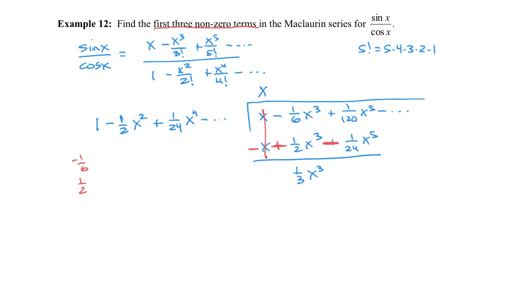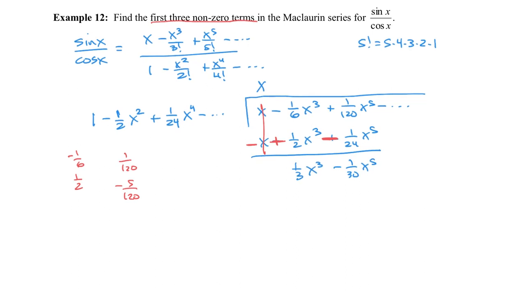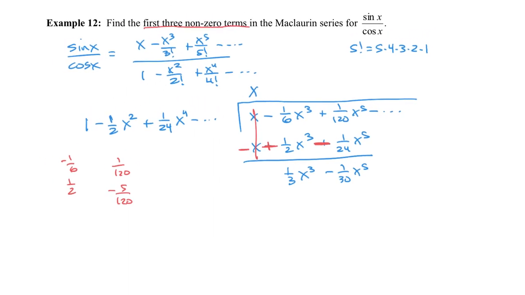Then over here, we have to combine these. So we've got 1 over 120, 1 over 120. 1 over 24, if I multiply that by 5, I'll get 5 over 120. Of course, this is a negative, so that gives us negative 4 over 120. Negative 4 over 120 is negative 1 over 30. That would be x to the 5th, plus dot, dot, dot.